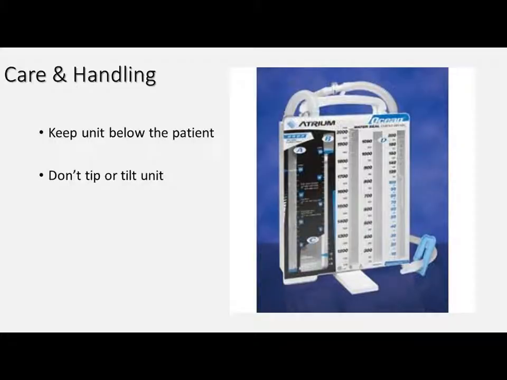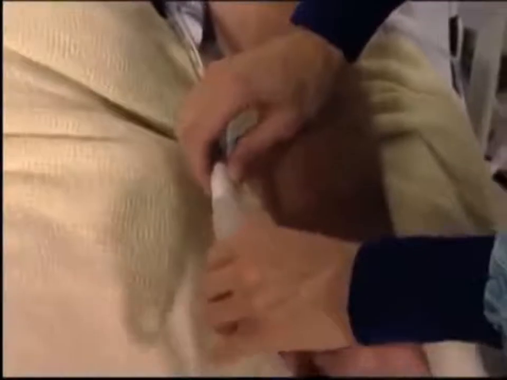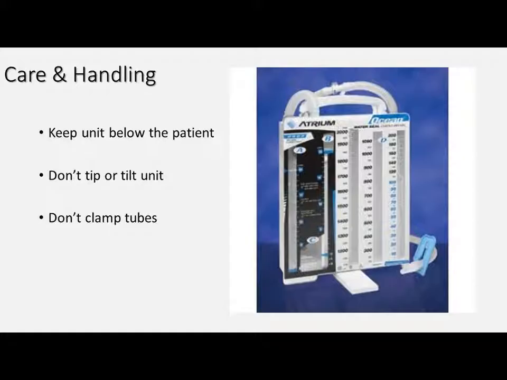For the same reason, we don't tip the unit over, because that will allow the fluids within our unit to spill into other chambers, and may allow some of that non-sterile water to flow back into the patient's chest. We also need to be mindful of the position of our tubes. We don't want to clamp or compress those tubes in any way for any period. If we do that, essentially we create a closed pneumo or hemothorax again that could potentially retension.